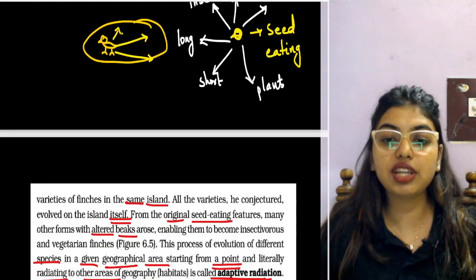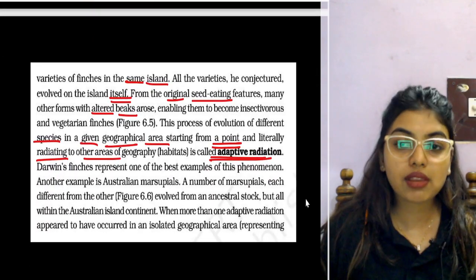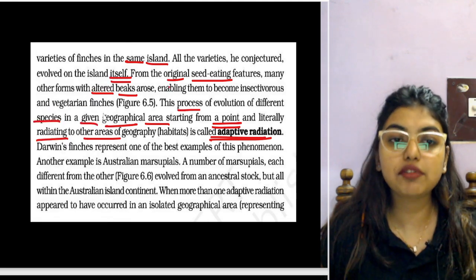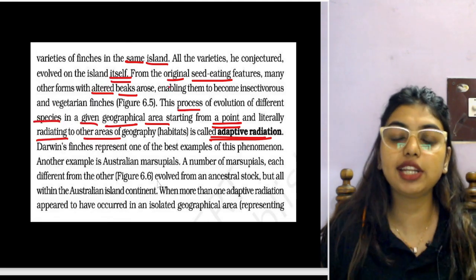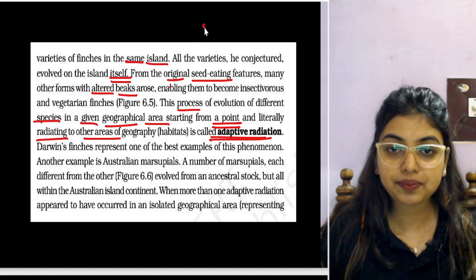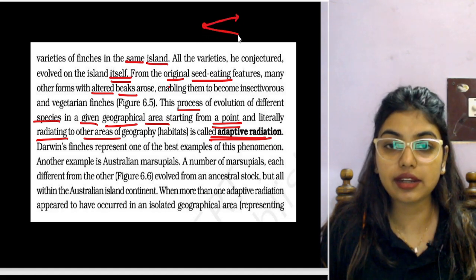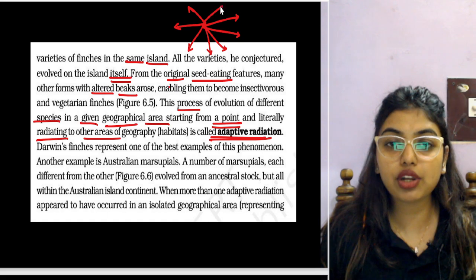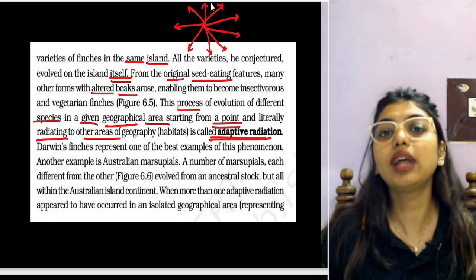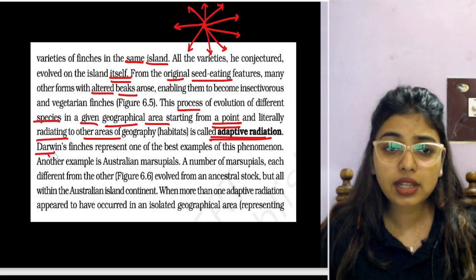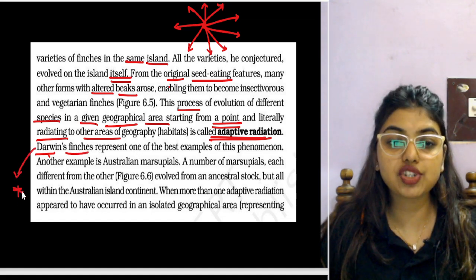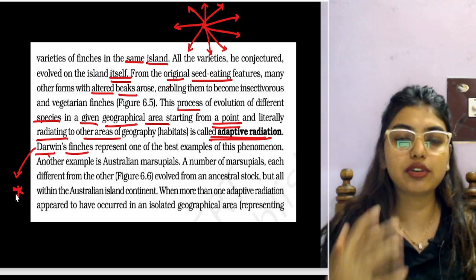So adaptive radiation definition means what, students? The process of evolution of different species in a given geographical area, starting from a point and literally radiating, and they radiate and they modify themselves to get adjusted to that habitat. That is important. Now, Darwin's finches represent one of the best examples of this phenomenon. So it was called Darwin's finches, even though he found it in Galapagos.